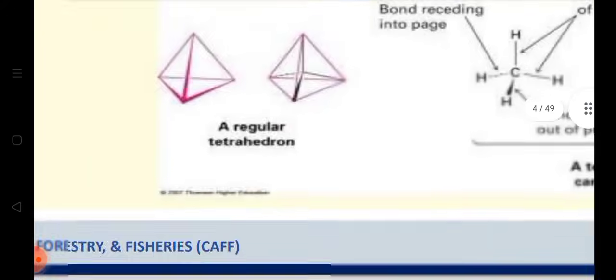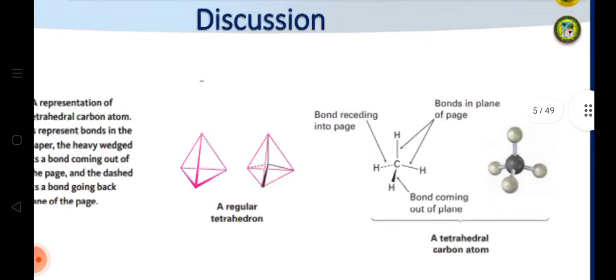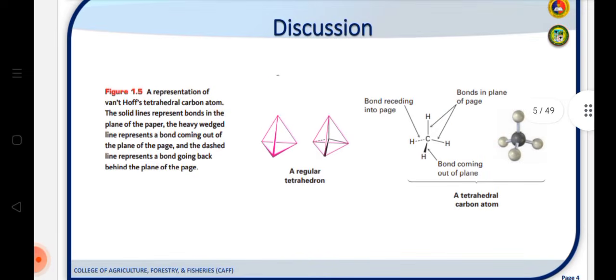All right, so the same explanation in this page. Because of its specific spatial direction, that is the reason why the carbon atom forms a tetrahedral shape. When it bonds with different atoms, or 4 atoms, its shape looks like a tetrahedron. Okay? So, the solid line is the bond that lies flat on the paper, the bonds in plane of page. And then the wedge, the thickened one, is the bond that faces us.